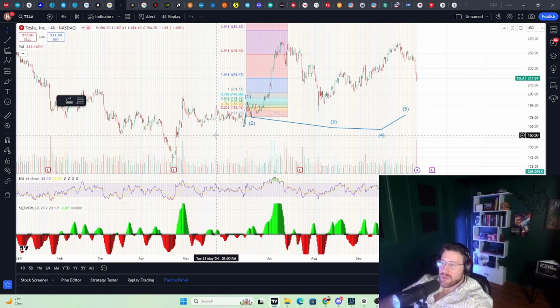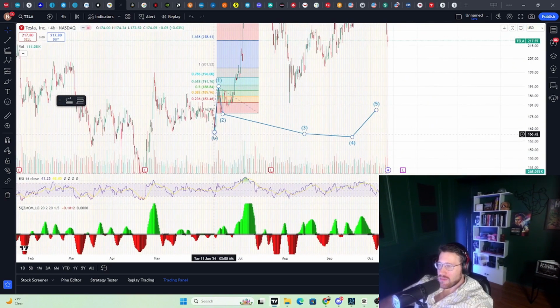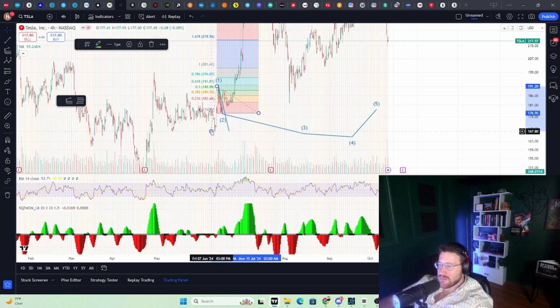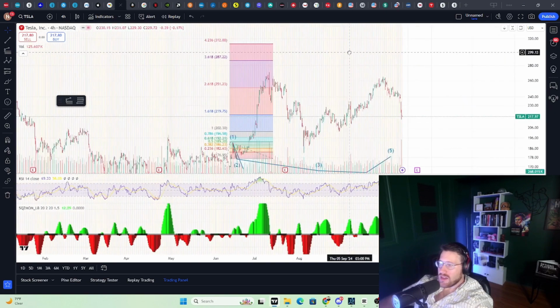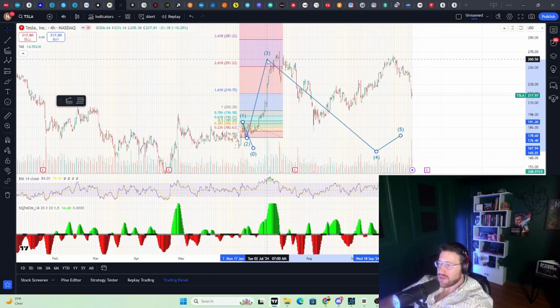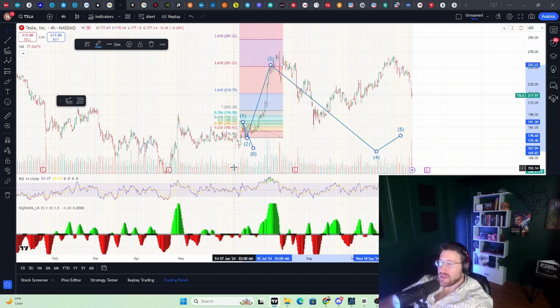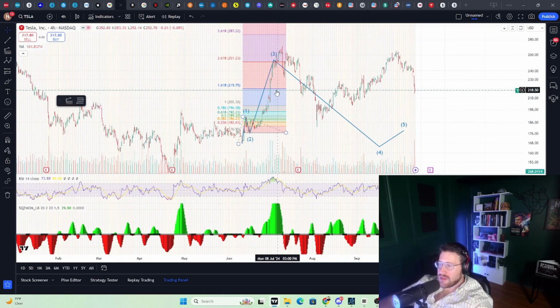Already we're seeing that there are some rules being broken here. But that's okay because an extension, let me try to get these levels just right because it doesn't need to be exact. So what this looks like is it looks like our 3rd wave went to the 2.618, right? And this gap up right through that level.